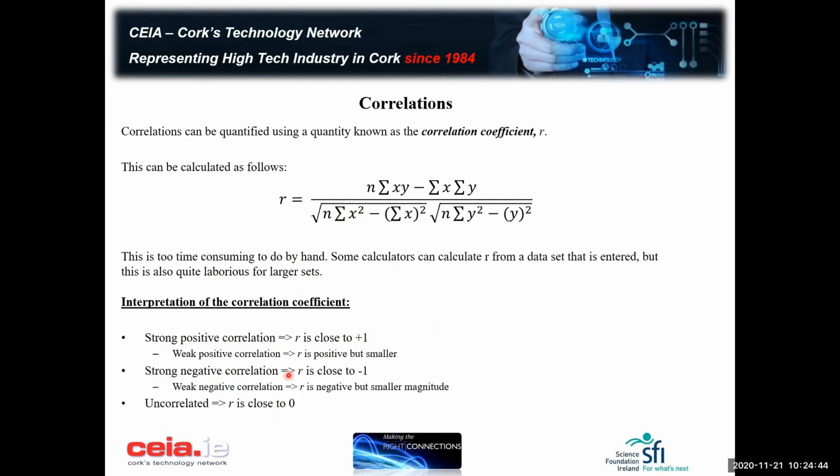And a strong negative is where it's close to -1. If it's positive but not close to 1, then that would indicate a weak positive correlation. And if it's negative but not close to -1, then that's a weak negative correlation. If it's around 0, then you consider the data to be uncorrelated. But you can see it's an imperfect science, deciding what is strong or what is weak.